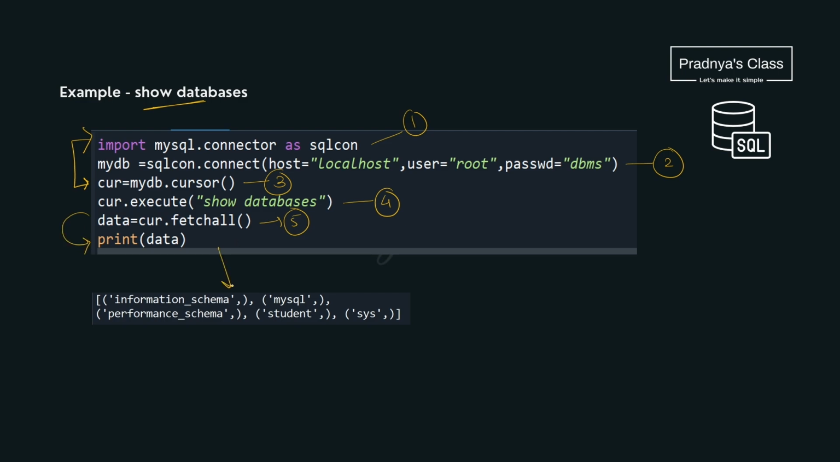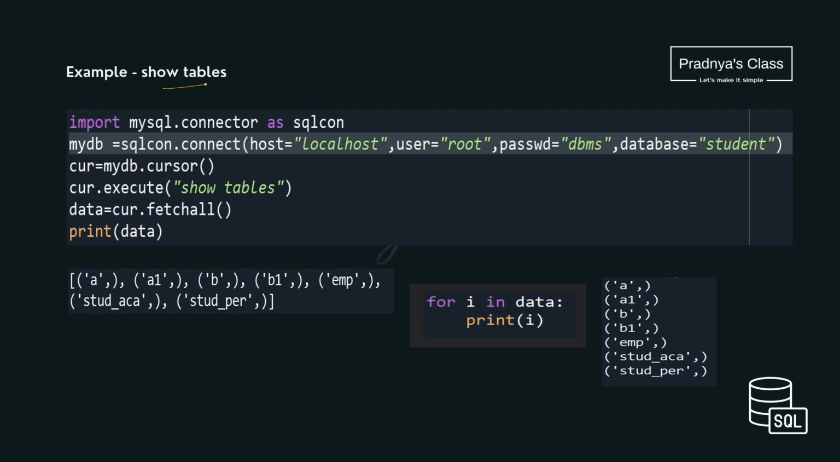So look at the output. We will get a list of tuples. It is a list of tuples of all the databases because the query is show databases. You might have noticed that the fourth parameter we skipped because we are not working on any specific database. The same concept goes with show tables. Now we cannot skip the database because the tables are in the database itself.